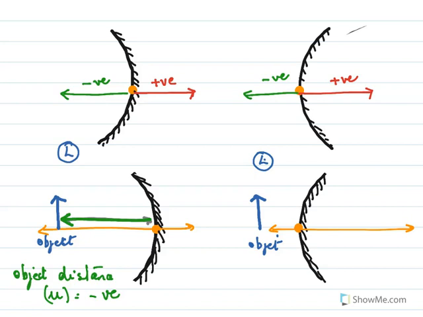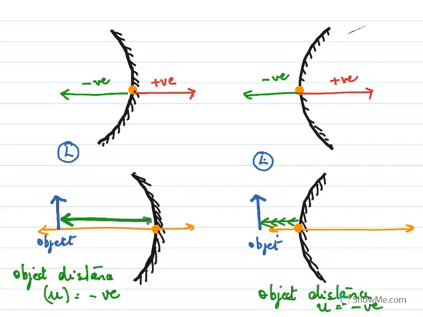In this case also, the object is always kept to the left, and when we are measuring object distance, we measure from the pole to the object, and we are always going towards the left to measure object distance. So here also object distance, which is denoted as u, will always be negative. So remember, object distance is the distance between the pole and the object, and it is always negative in concave as well as in convex mirror.